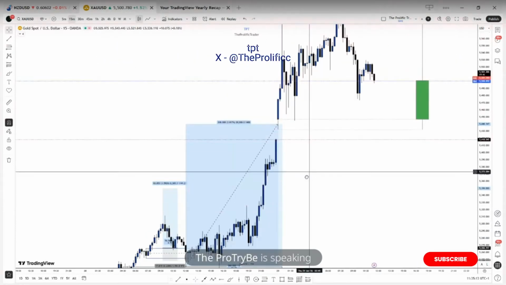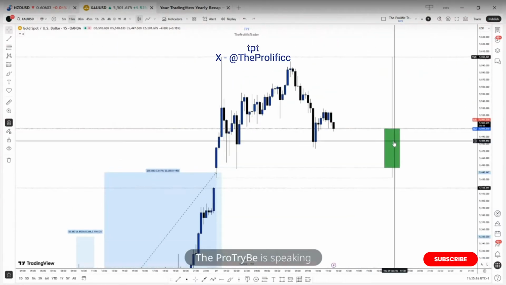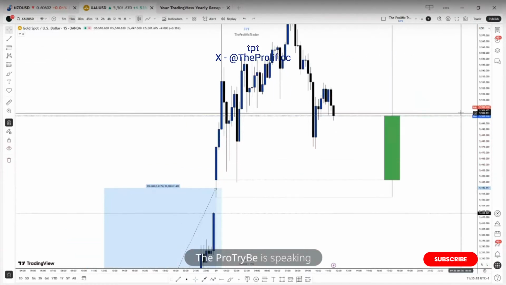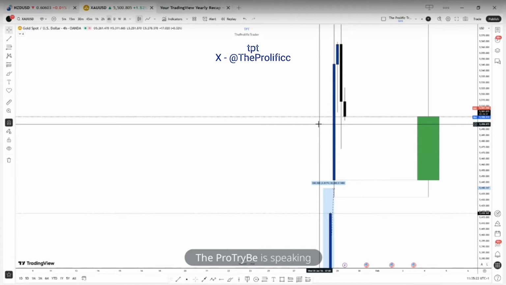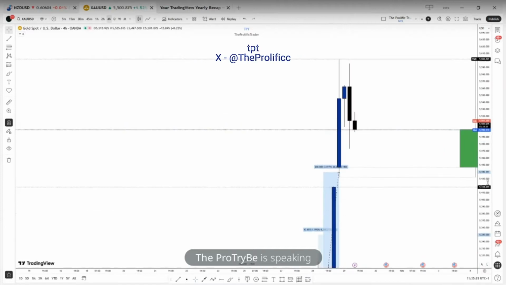So currently, what are we looking at? We're still looking at gold may still continue buying. Let me go to the 4 hourly and see what we have right there on the 4 hourly time frame. So on the 4 hourly time frame, reversals are signaling in.